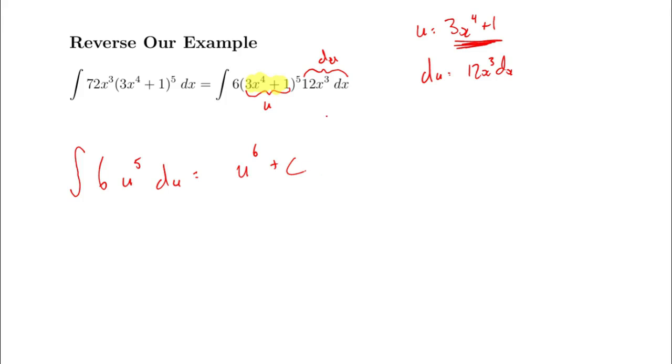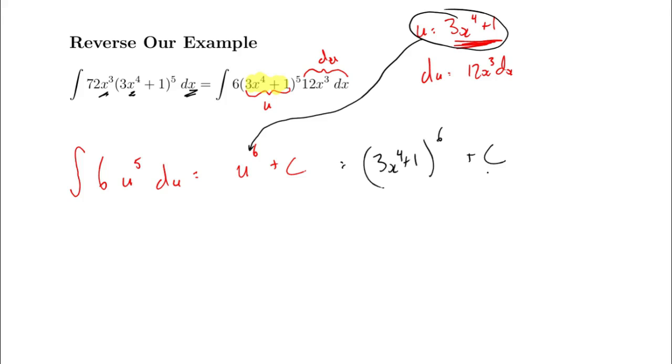Done. Now, to be fair, our original stuff was all written in terms of x, so let's go ahead and do our substitution back, and we have 3x to the 4 plus 1 raised to the 6th plus c. And hopefully this makes sense, right? When we were doing our example, we started with this. We could have added or subtracted a constant on there, and we know it wouldn't have changed much anyways.